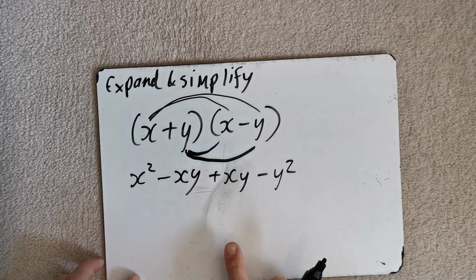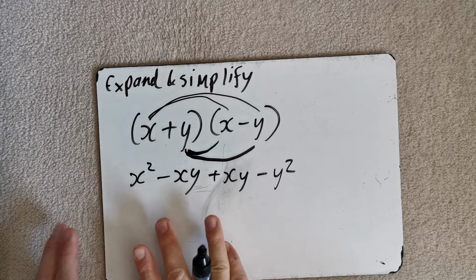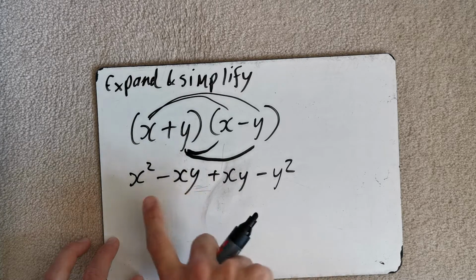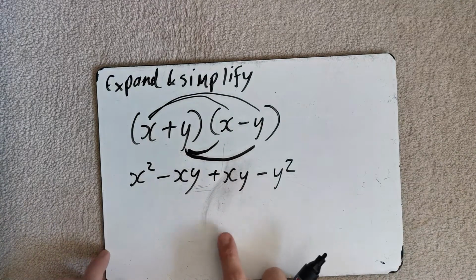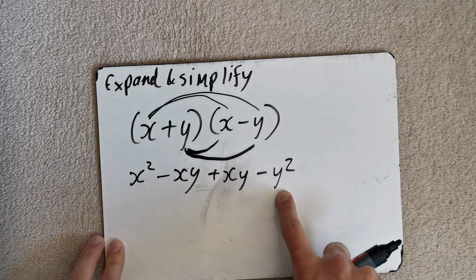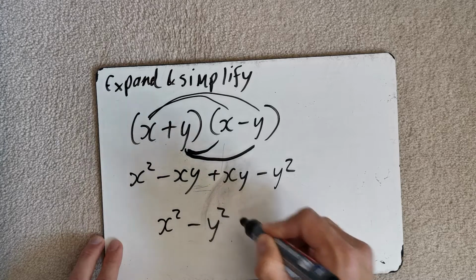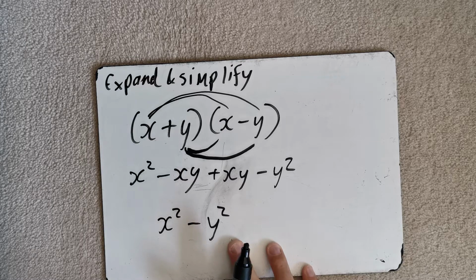Now we can actually simplify this one. X squared, that's our only x squared. We can't simplify that. We've got a minus xy and we've got a plus xy. Minus xy plus xy, they cancel out. It becomes 0, okay? So that and that stays the same. So this actually just comes out as x squared minus y squared. Okay, quite a weird one, that one, but it does actually come out at the end, okay?